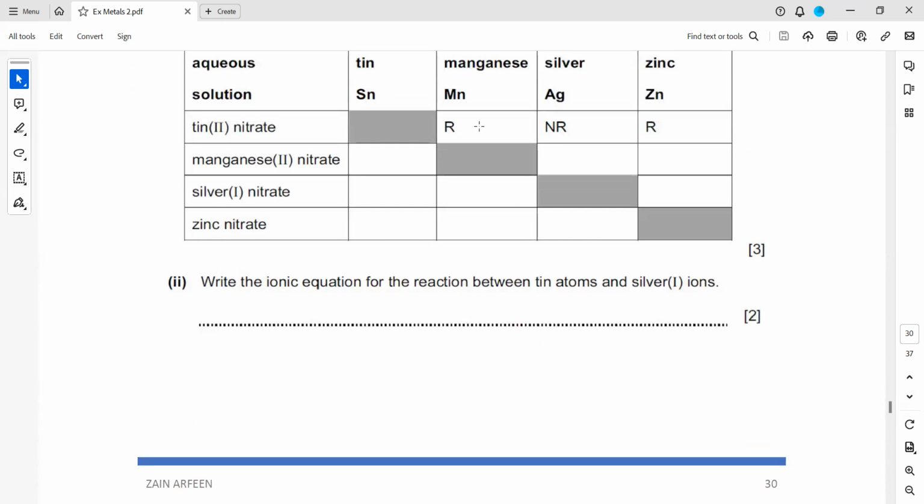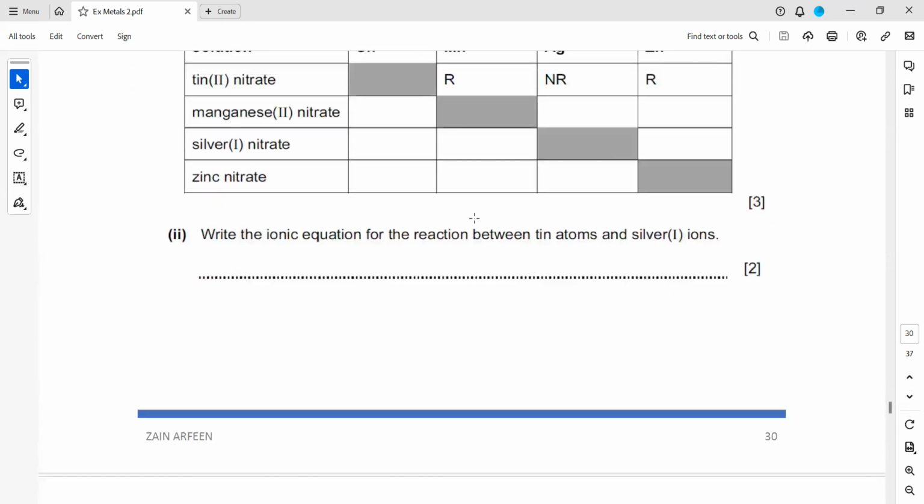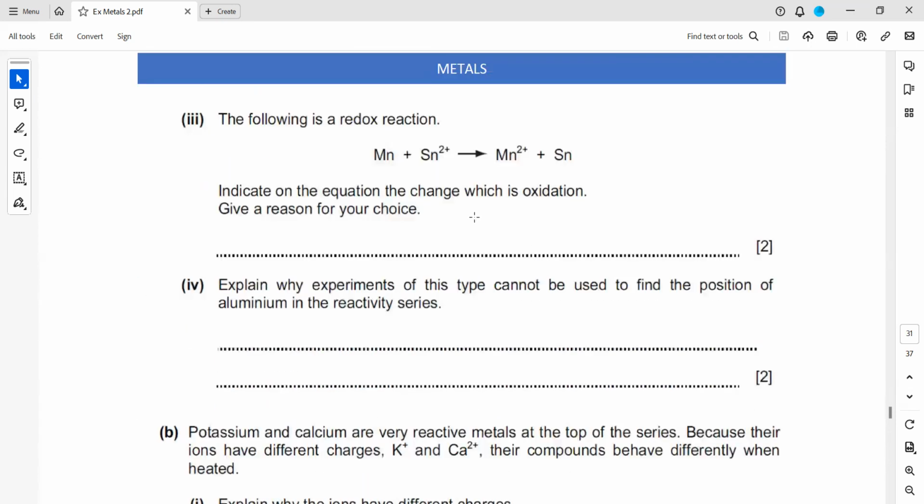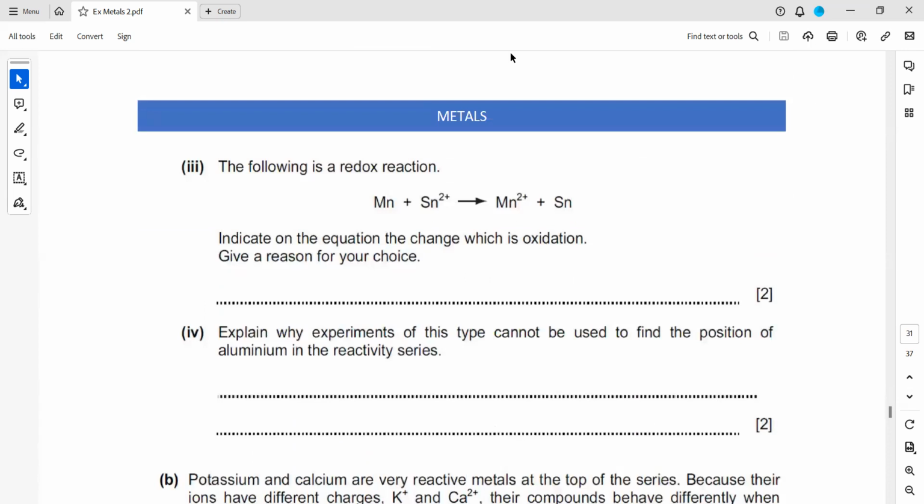So if a substance is aqueous, it will always exist as an ion in an ionic equation. The following redox reaction occurs. You can see manganese reacted with tin ion, turning into manganese ion and the tin atom. Indicate on the equation the change which is oxidation. Which change is oxidation?